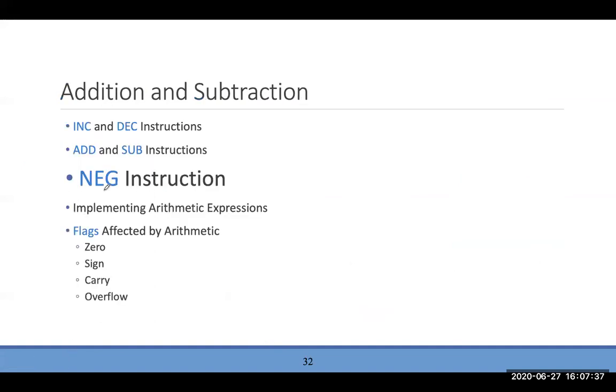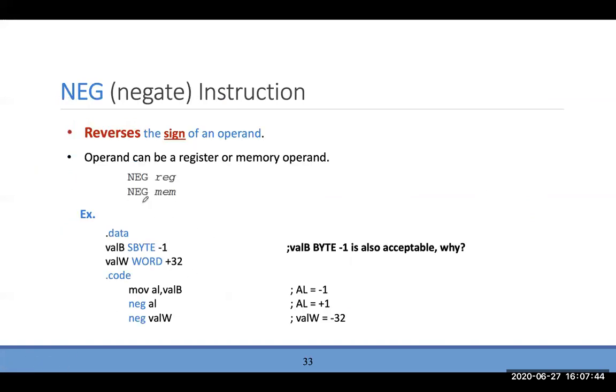All right, so let's look at the negation now. If you want to two's complement something, if you look at the negation right here, you have to pay attention to something. So negation is nothing but two's complement. So if you assign negative one to an SBYTE, that is a negative signed number, right? And plus 32 to a word, right? So now you move val1 to AL.